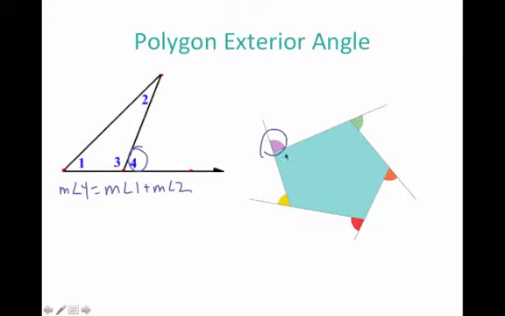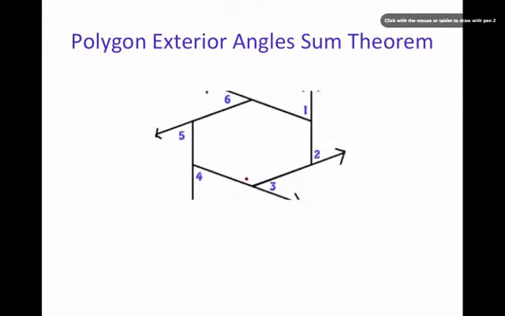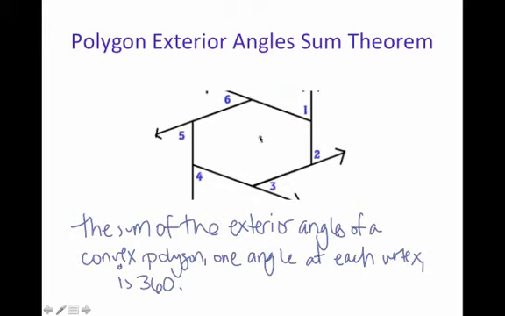Well, if we extend every side in a polygon, we're left with exterior angles. And we have as many exterior angles as there are sides in the polygon. So there is this polygon exterior angle sum theorem, which says that all the exterior angles in any convex polygon add up to be 360.